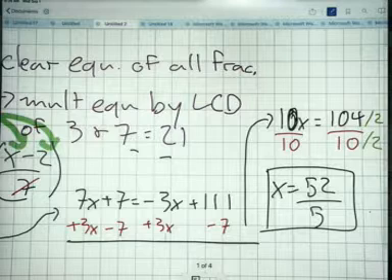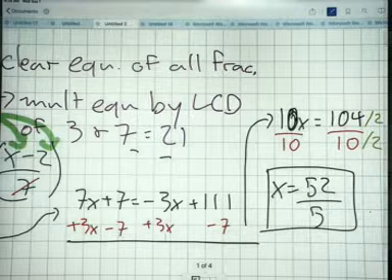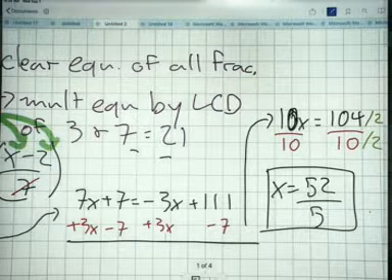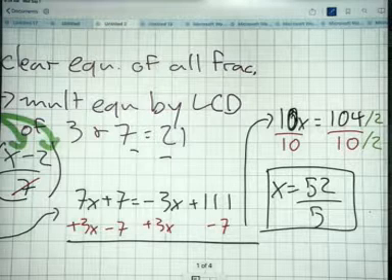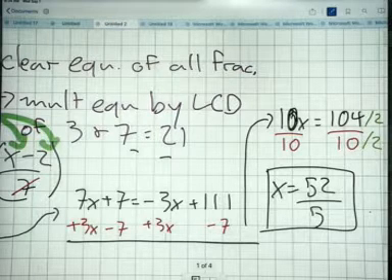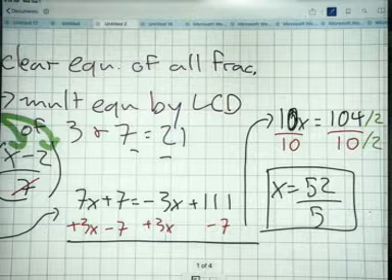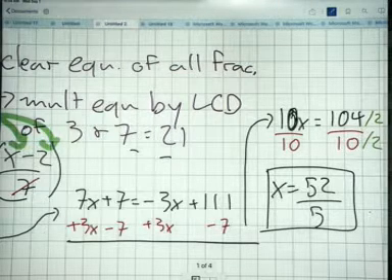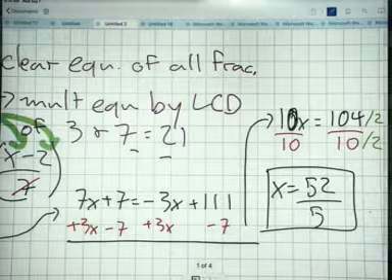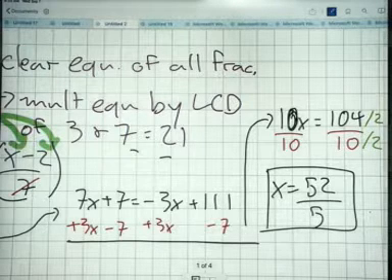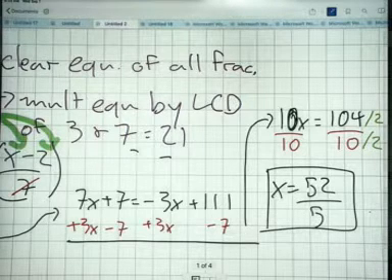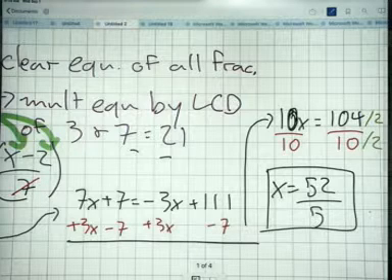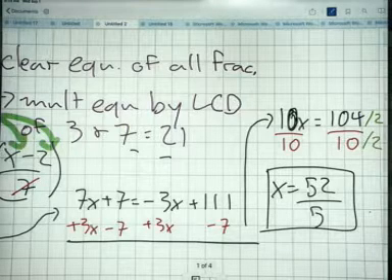Alright, so I apologize about the initial mishap here, but does that make sense, how we arrived at 52 over 5? Especially to the person that asked the question. I think you're sitting down somewhere, maybe in a green shirt, I don't know. Does that make sense? Thumbs up, thumbs down? Cool.